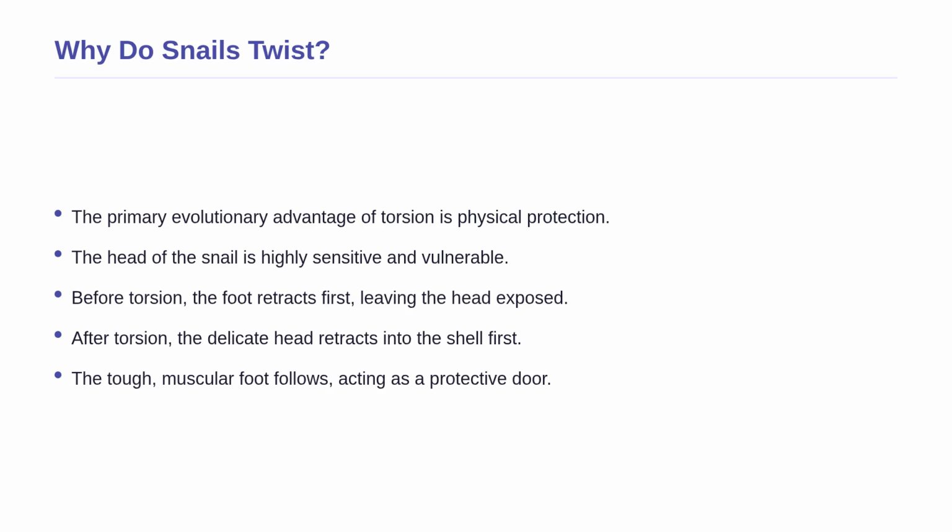You might be wondering, why on earth would an animal evolve to twist its body so drastically that it empties its waste on its own head? The primary evolutionary advantage of torsion is protection. The head of the snail is highly sensitive and vulnerable. Before torsion, if a predator attacked, the foot would retract first, leaving the head exposed. After torsion, the mantle cavity is at the front. This allows the snail to pull its delicate head into the safety of the shell first, followed by the tough foot, which acts like a protective door.